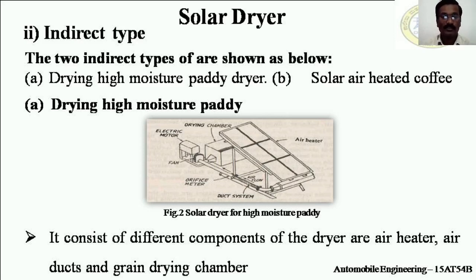This solar dryer for high moisture paddy consists of many parts. The air heater is here. This one is the drying chamber. The electric motor is provided here, the blower is also provided here, an RFI meter is also provided here, and the duct system is shown here. This system consists of an air heater, preheater, and a deep grain drying chamber.